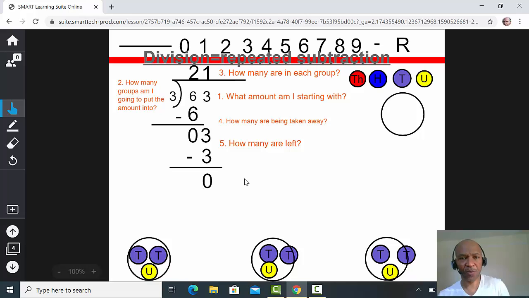And then we ask ourselves, when we take 63 and put it into 3 groups, how much do we have in each group? 2 tens, 1 unit. 2 tens, 1 unit. 2 tens, 1 unit, for a total of 21 in each group. So when we take 63 and put it into 3 groups, we have a total of 21 in each group.